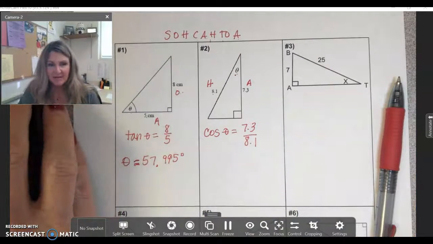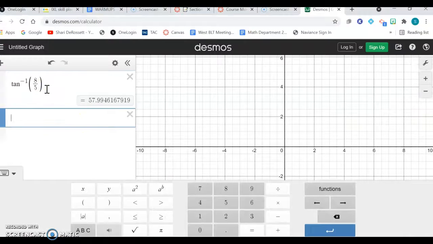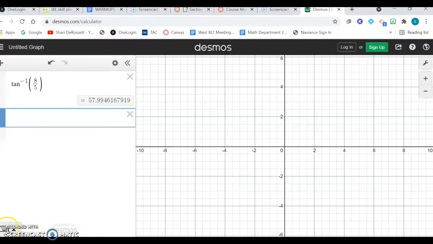I'm going to go back to Desmos, and I didn't exit out, and that's good because now I don't have to change that wrench thing again because I'm still in degrees. So I have to go to functions. Okay, let's say we'd already closed this up, just to show you how to get to it.